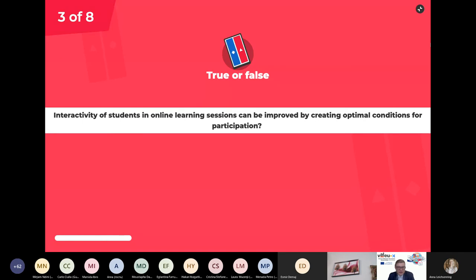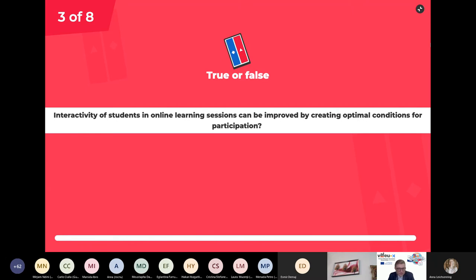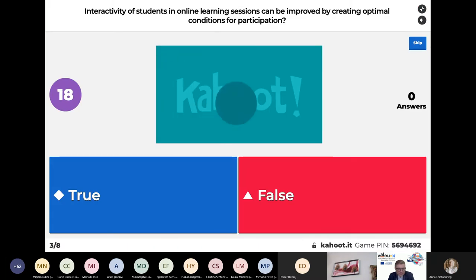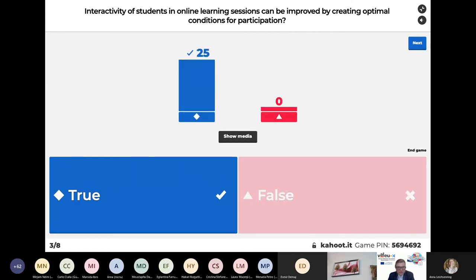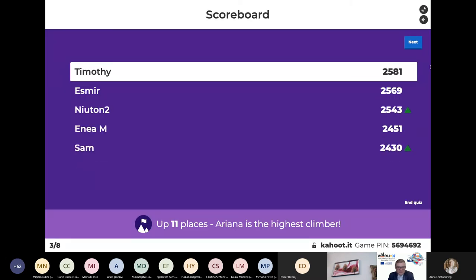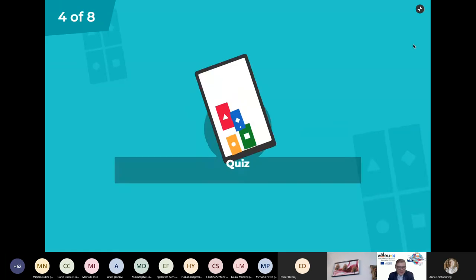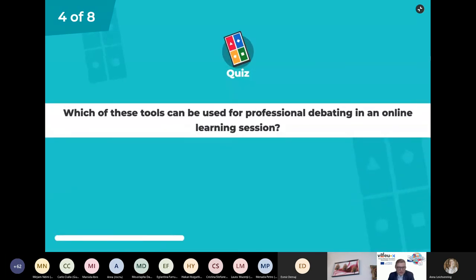Timothy is on first place and Esmir behind on second place. True or false? Pick an answer. Everyone got it right. Timothy still on first place, then Esmir and Newton.